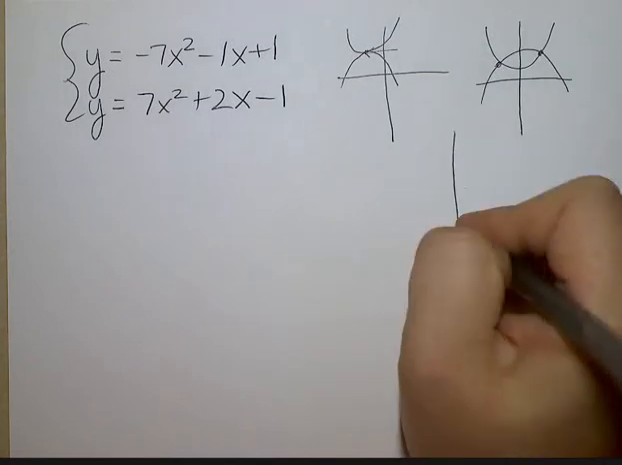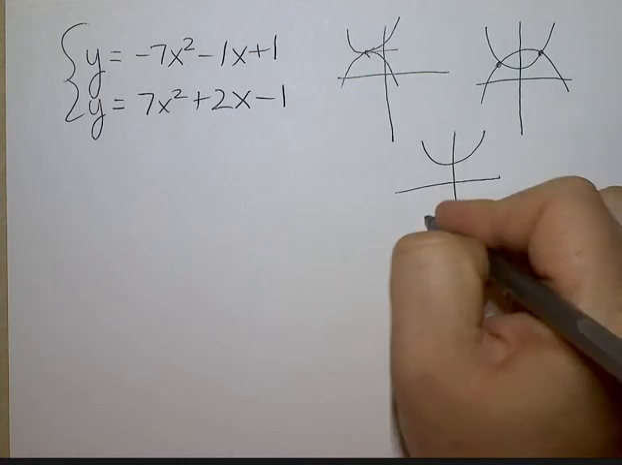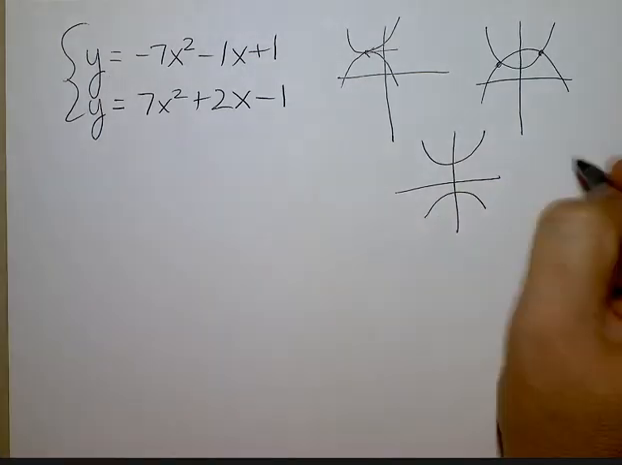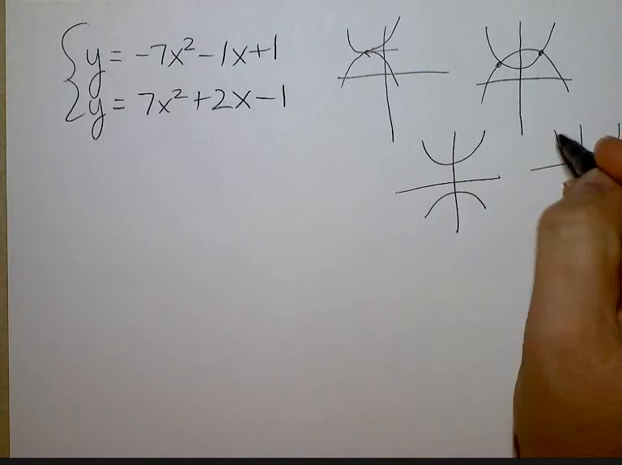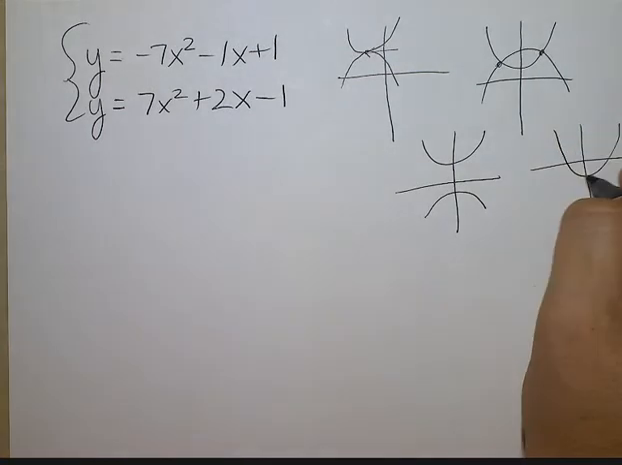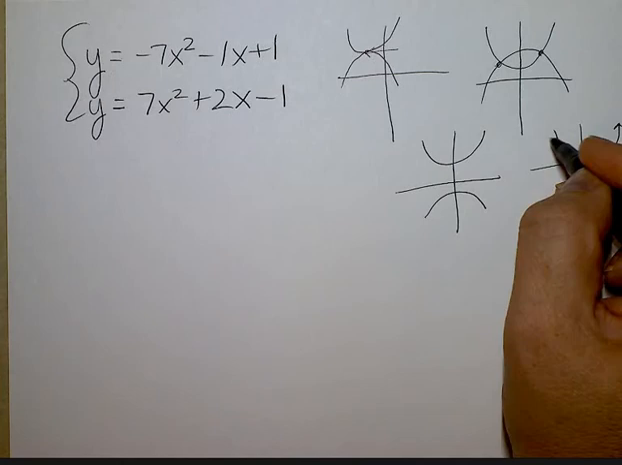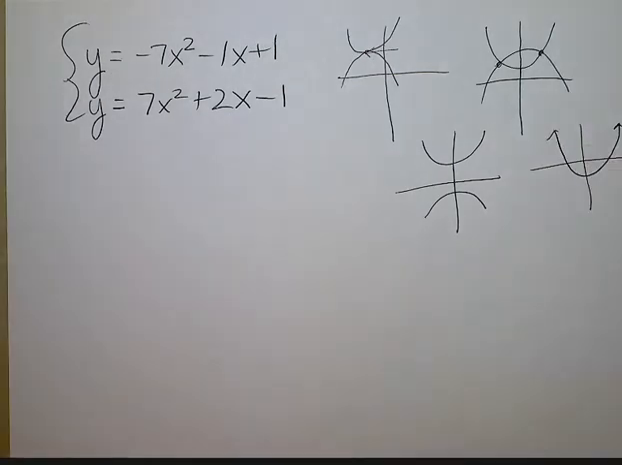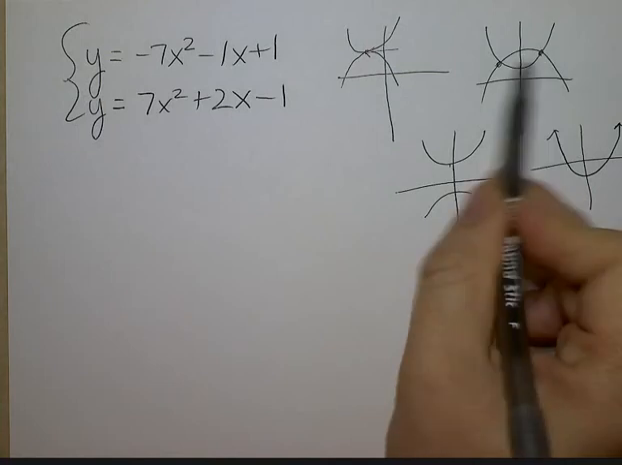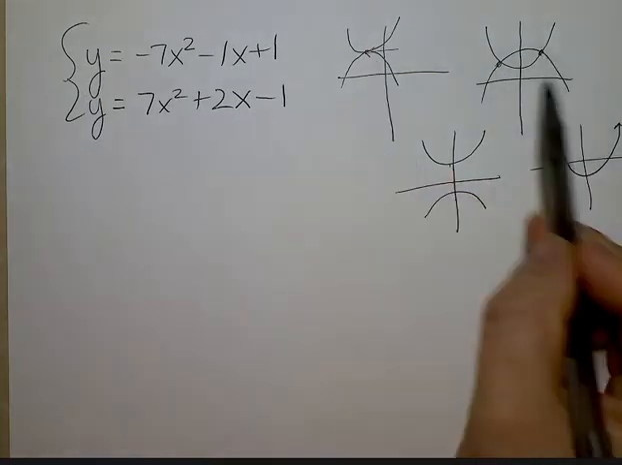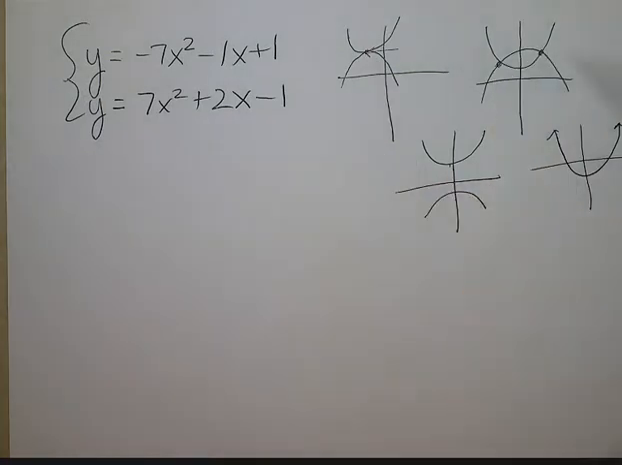Or maybe they have no solution, so they never intersect. Or they could have infinitely many, and in that case, it's one parabola with exactly the same one on top. So they're equivalent equations. That's what we're finding out today: how many solutions, and then what are these solutions. Remember, every solution has an x and a y coordinate. So here's how we do this.